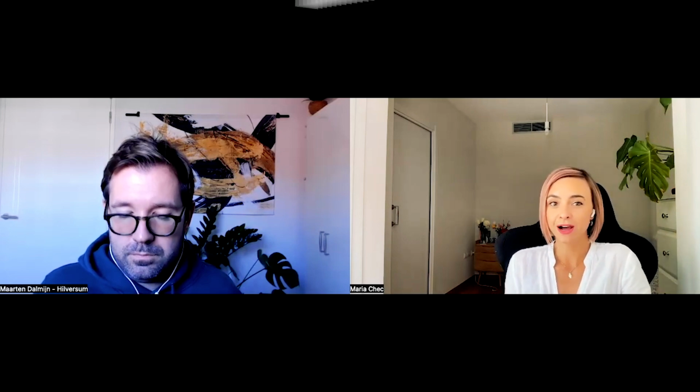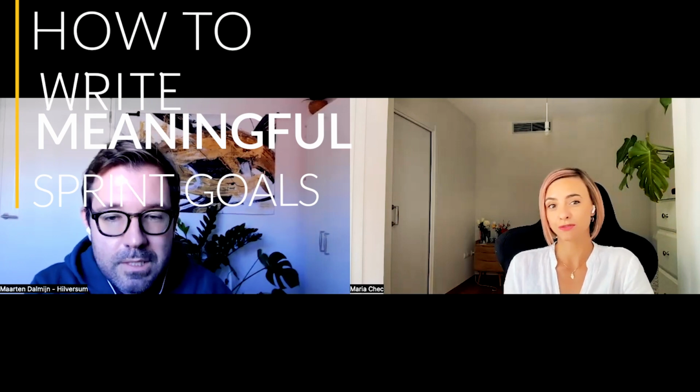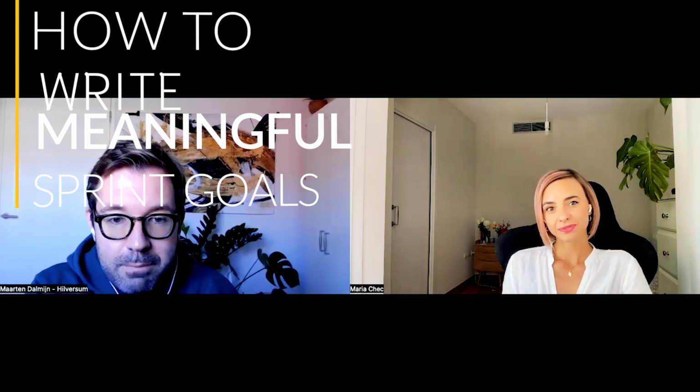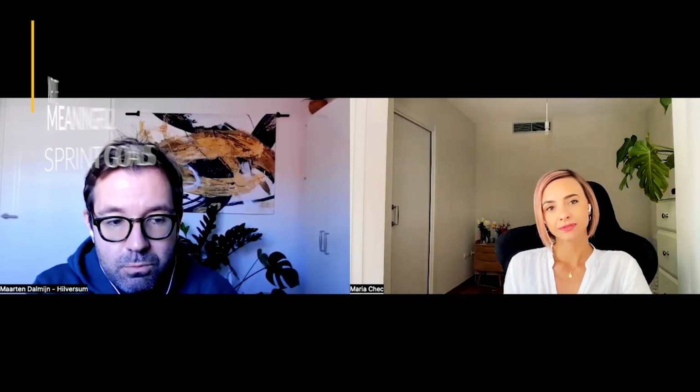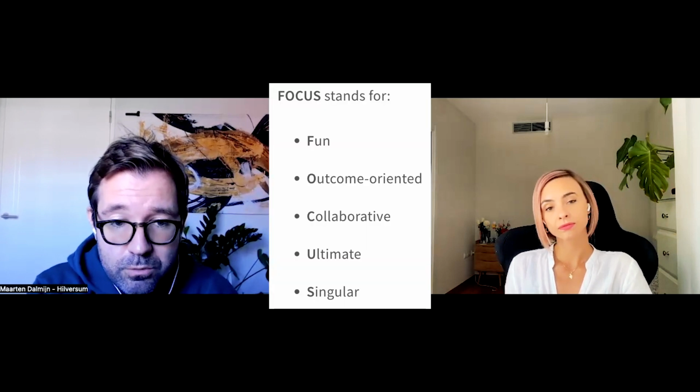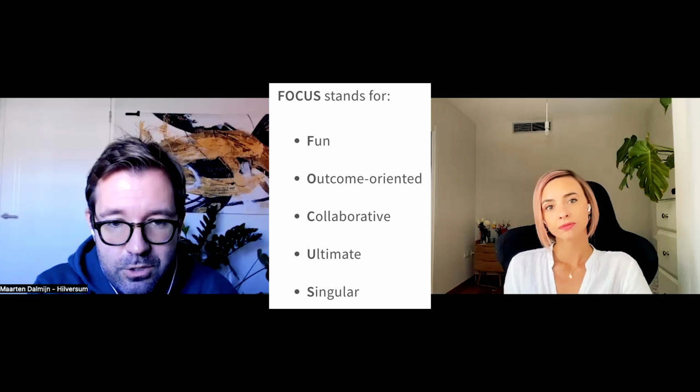So I would like to understand if there's a small framework, because I need help on how to write a sprint goal that's meaningful. So I actually came up with FOCUS, based on my experience working with sprint goals. It's kind of like INVEST for user stories. FOCUS is for sprint goals. It's like a checklist so that you can check how good your sprint goal is.